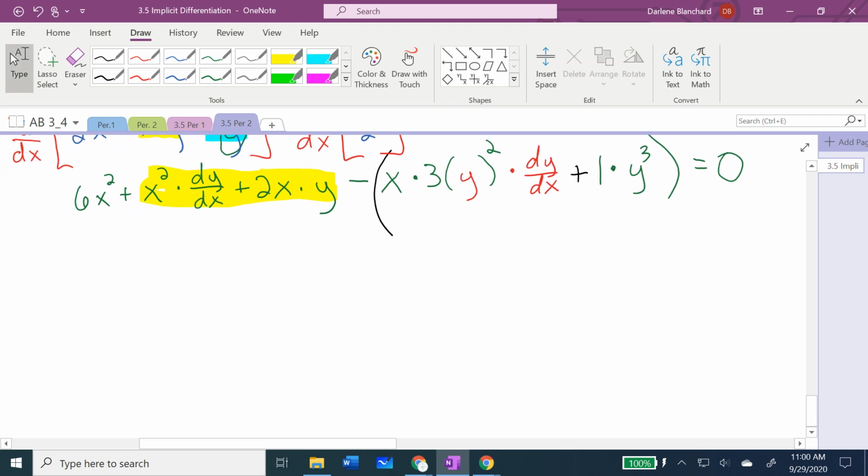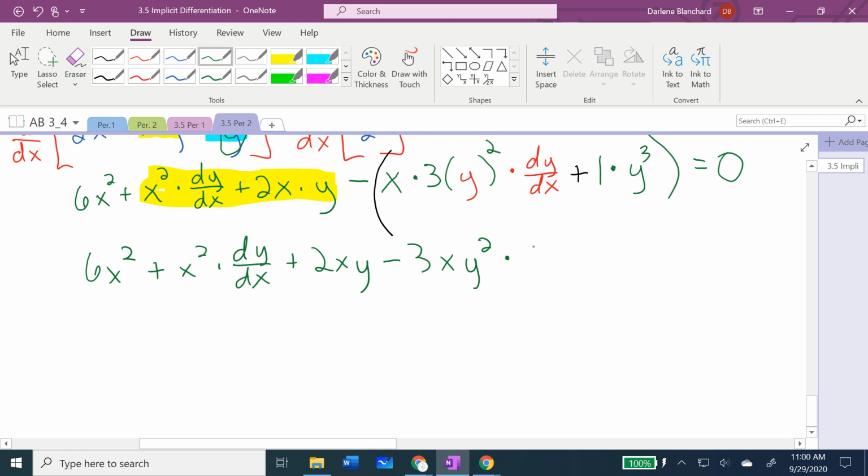At this point, I've done all the differentiation. Now it's an algebra issue. So I'm going to rewrite. I have 6x squared plus x squared times dy dx plus 2xy. And I'm distributing my negative sign. I have 3xy squared times dy dx minus y cubed.